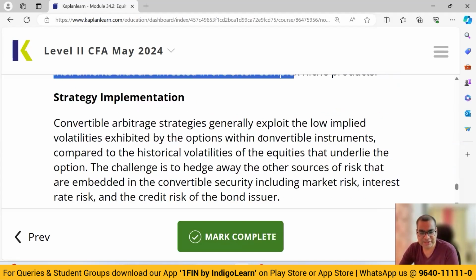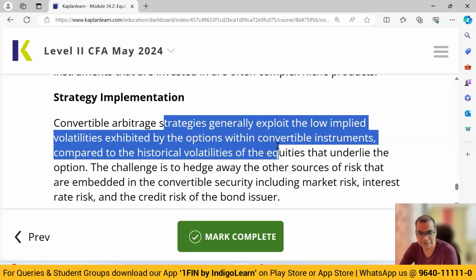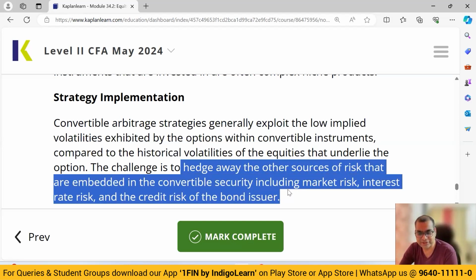Then convertible arbitrage strategies. They generally exploit low implied volatilities exhibited by options within convertible instruments compared to historical volatilities. The challenge is to hedge away the other sources of risk that are embedded in the security, like market risk, interest rate risk, and credit risk of the bond issuer.